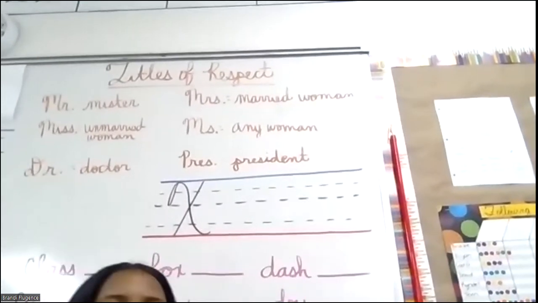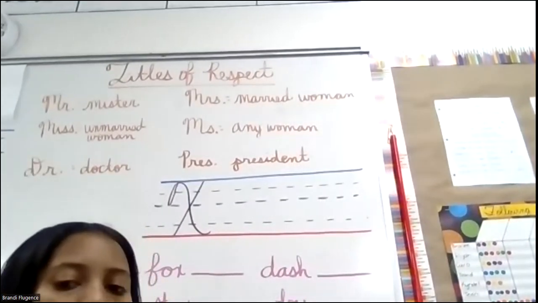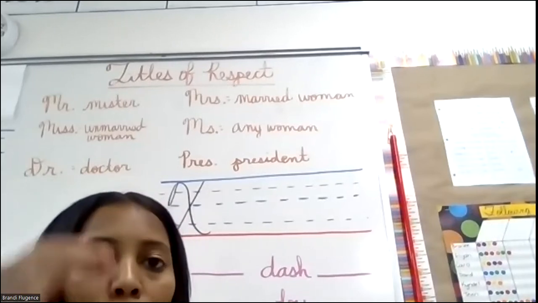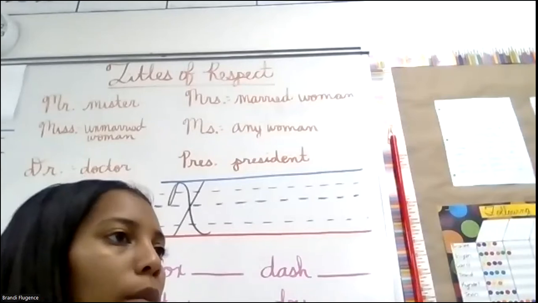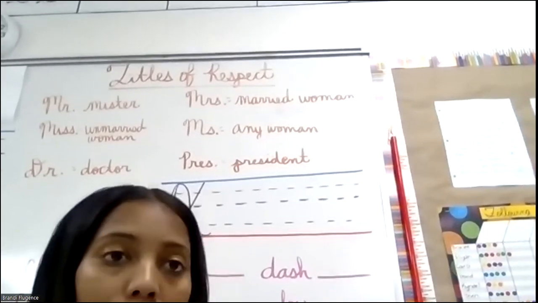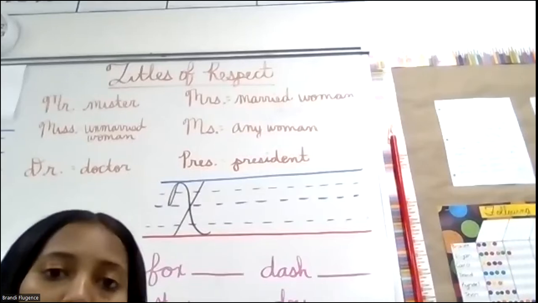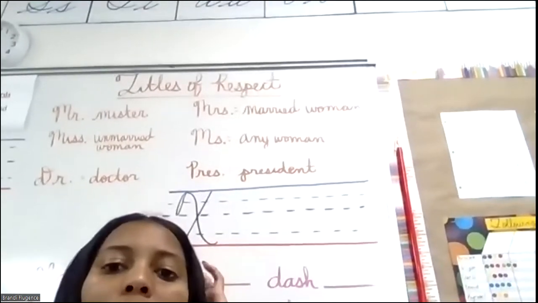Okay, so whenever you are speaking sometimes to people, particularly adults, there are certain titles that you have to use when speaking to them, and those are what we call the titles of respect. Because whenever you are speaking to an adult, you don't call the adult by their first name, right? You'll say Mr. or Mrs., things like that. So that's what we're going to learn this week, the titles of respect.